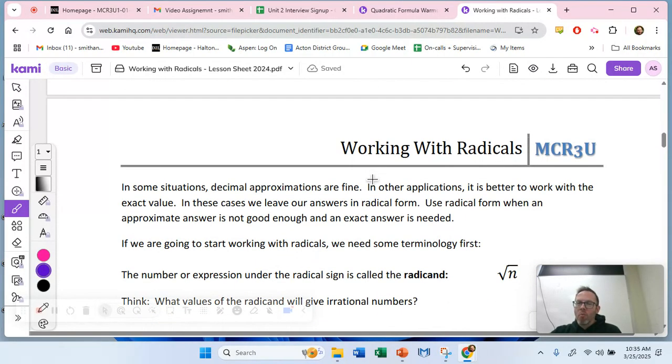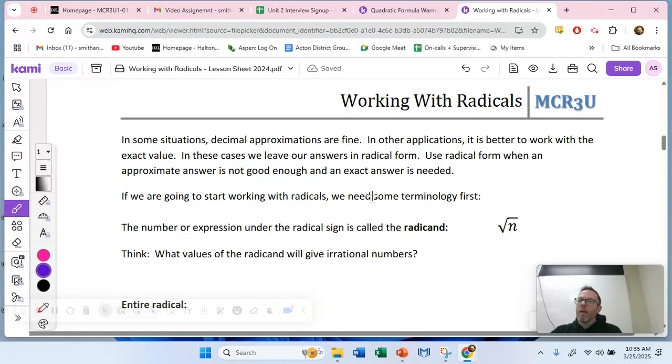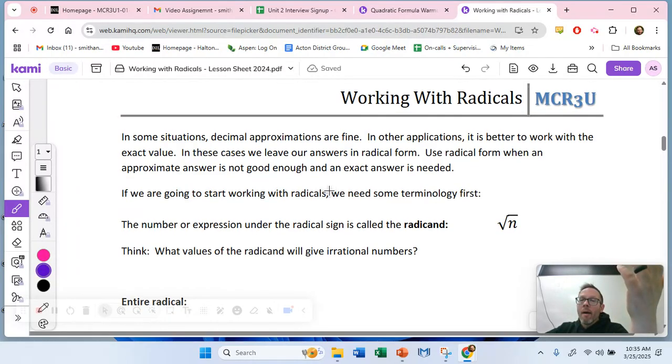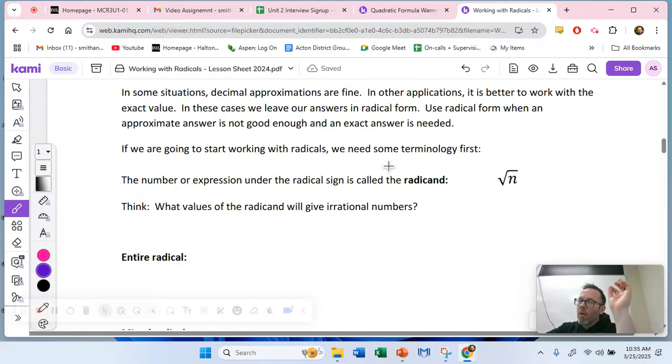Why are we learning this today? Well, in some situations, like finding when Bryden will roof his ball, a decimal approximation is fine. In other applications, especially for you guys going on to taking grade 12 functions in calculus, the exact value is important. Leaving things in radical form is going to be something we do a lot moving forward. We use radical form when an approximate answer is not good enough. So I have some technology for you guys.